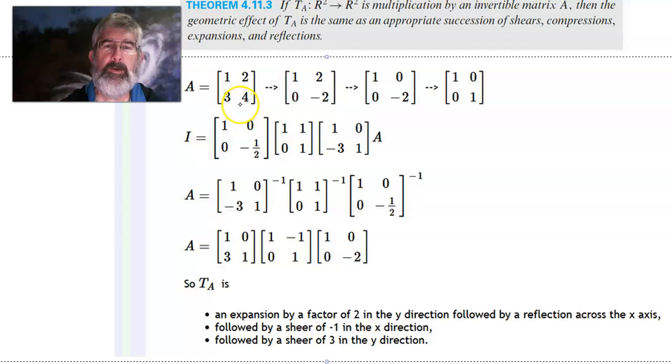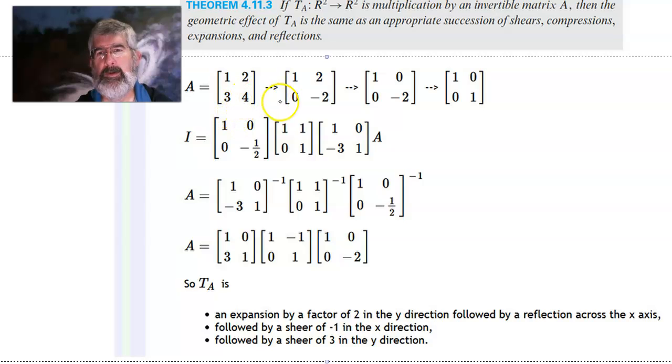Now, first of all, I noticed that it is invertible because the determinant is 4 minus 6, negative 2, which is not 0. So it is invertible. And so what I'm going to do is a sequence of row operations to get it down to the identity matrix. And I'm going to pay attention to what I'm doing each time.